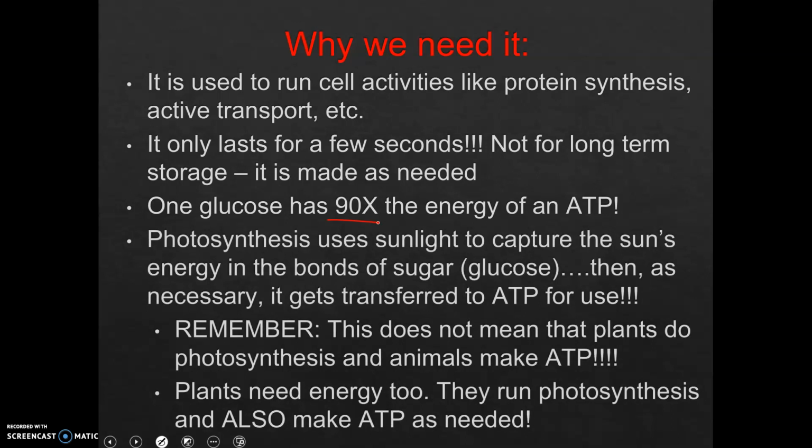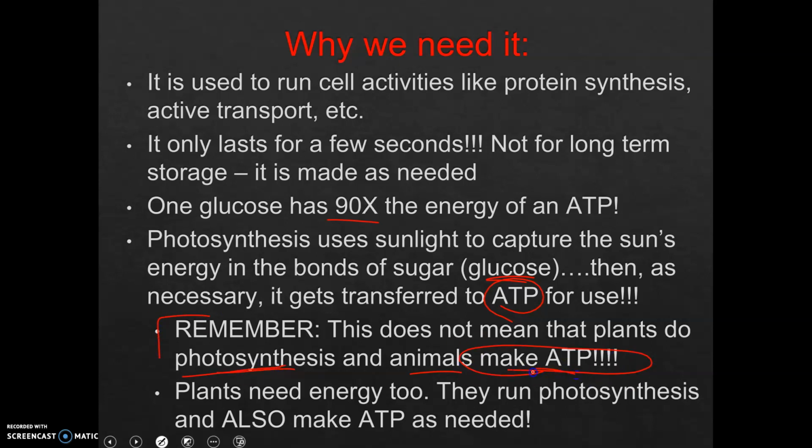So, summarizing what we've talked about so far, photosynthesis captures the sun's energy, turns the light energy from the sun into chemical energy in the bonds of sugar, glucose, and then as necessary, ATP is made from the glucose. Now keep in mind, I put a little reminder here, that does not mean plants do photosynthesis and animals make ATP. Plants have mitochondria and chloroplasts. They have both. Plants need energy just like animals do. So pretty much all eukaryotic cells are making ATP.